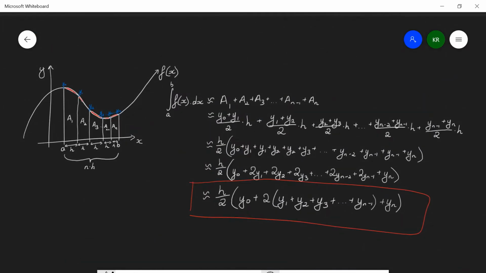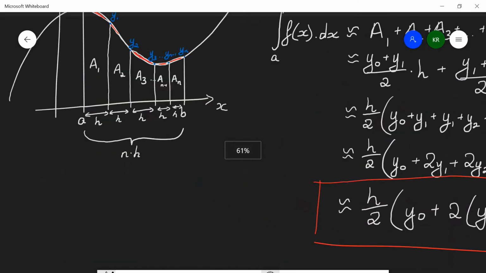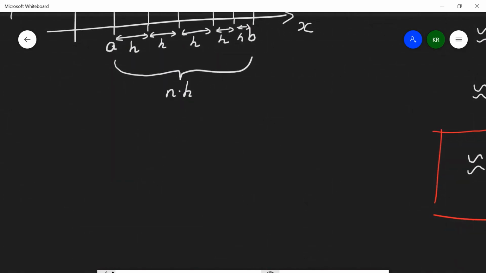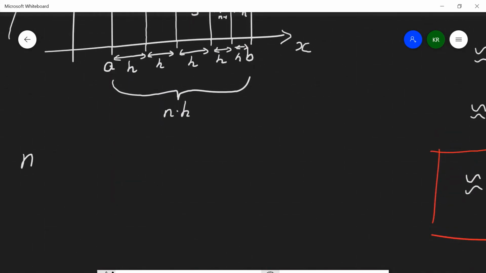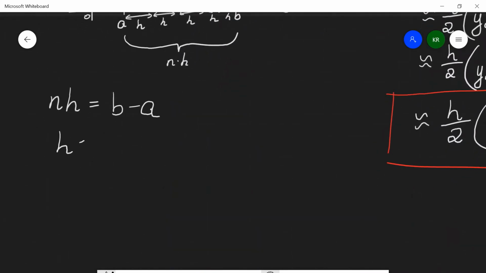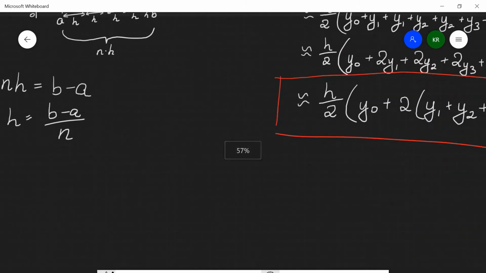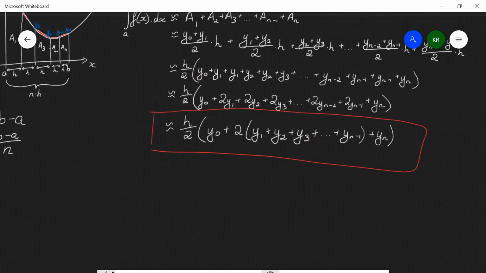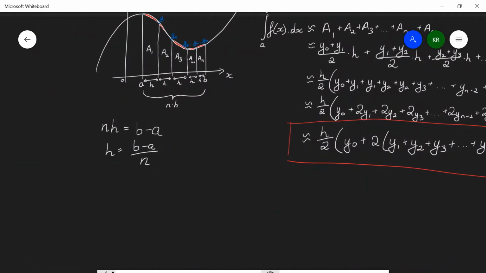Okay, well, what's h, I hear you say? Well, let's figure that out. We know that this distance is n times h, so this distance nh is just going to be b minus a, right? Because the distance here, that's the origin, b minus a is that distance. So nh is b minus a, so h we can see is b minus a over n. Right. Okay, so that's the trapezium rule, where h is b minus a over n.